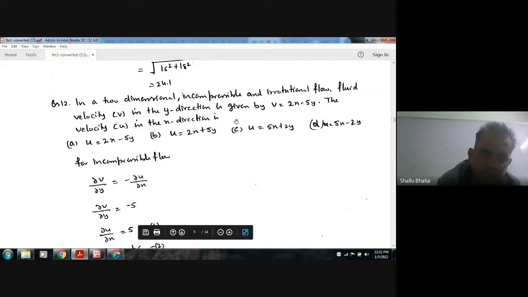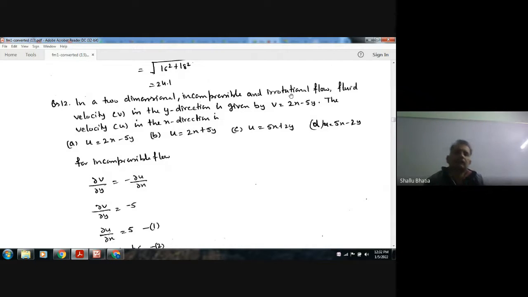Next, in a two-dimensional incompressible irrotational flow, fluid velocity in y direction is given by v is equal to 2x minus 5y, and the velocity u in x direction is? As the flow is incompressible and irrotational, the continuity equation for incompressible flow and irrotationality for that flow should be satisfied.